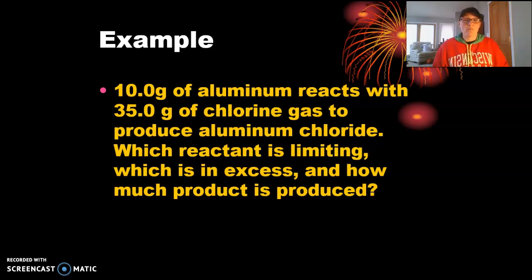Aluminum has a charge of +3 if you look at your periodic table. Chlorine has a charge of -1. So for them to balance out, we need to write AlCl3. So now that we have Al plus Cl2 makes AlCl3, we need to balance that reaction.